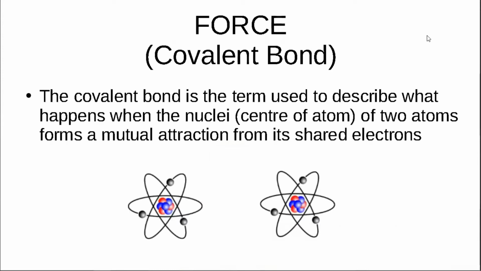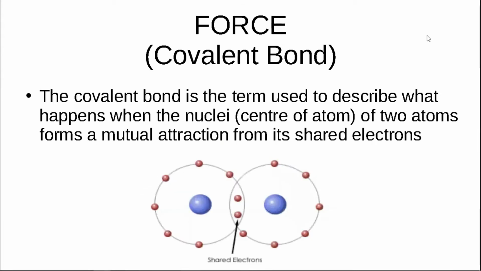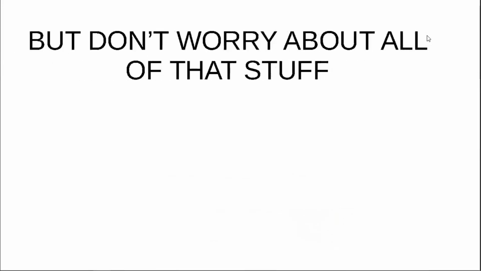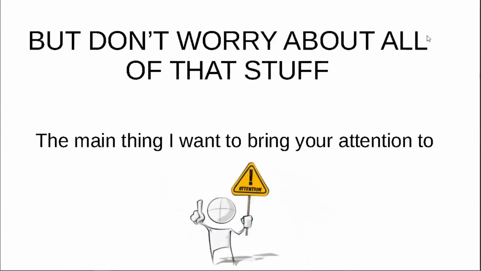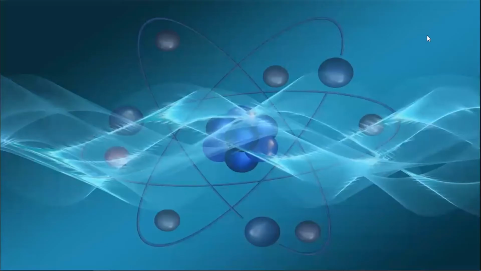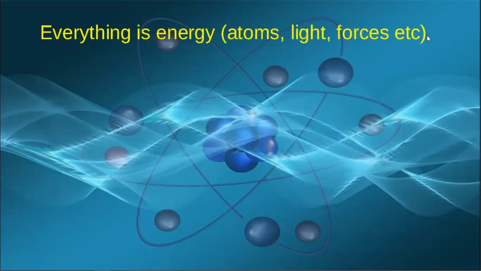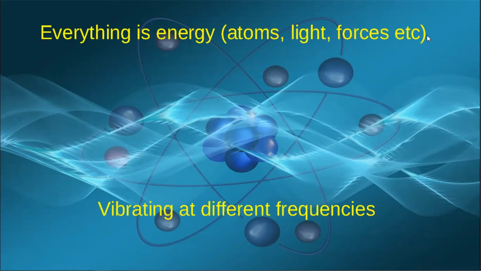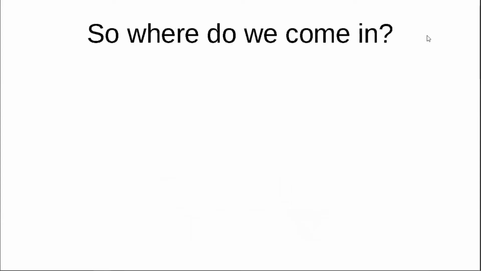In this case, the covalent bond. Now, there are a few different forces in here, but the covalent bond is the strongest of these forces. Now, this bond is a term used to describe what happens when the nuclei of two atoms come together and form a mutual attraction from their shared electrons, a bit like this picture here. But don't worry about all that stuff. Forget the names. The main thing that I want to bring your attention to is that everything is energy: atoms, light, forces, all of that stuff, vibrating at different frequencies. That's it.